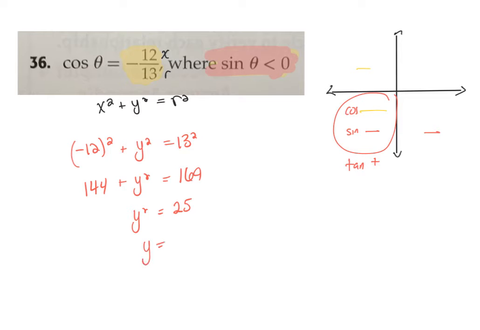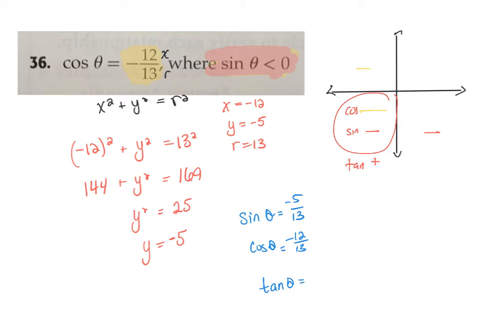So y equals 5. Specifically, is my sign positive or negative? Negative, according to what I just said. So now I have my x, which is negative 12, my y is negative 5, and my r is 13. And I can do my trig functions. Sine is y over r, negative 5/13. Cosine they gave me. Tangent is y over x, so negative 5 over negative 12. I need to simplify that to positive.